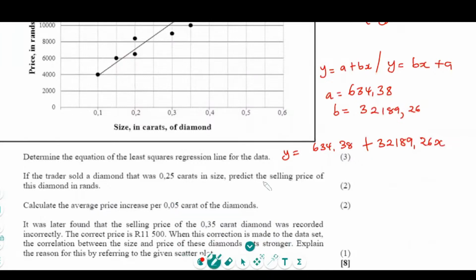So we shall use the equation that we obtained in 2.1 and say that for us to get y, it's going to be 634,38 plus 32189,26 times the 0.25. When I insert that into my calculator, I'm getting something like 8,681 and 63 cents.